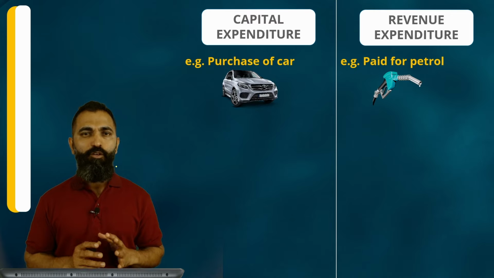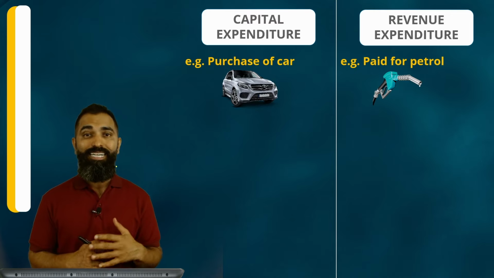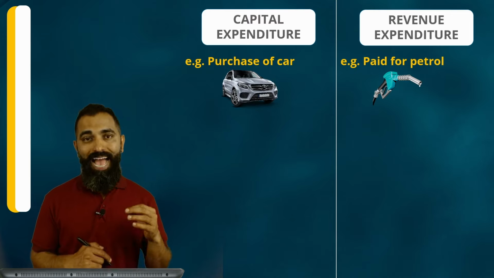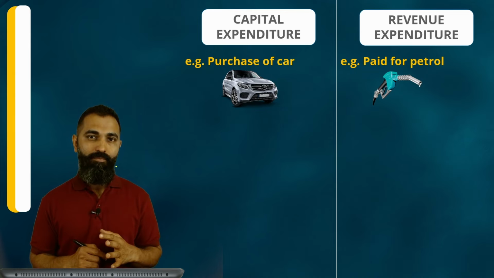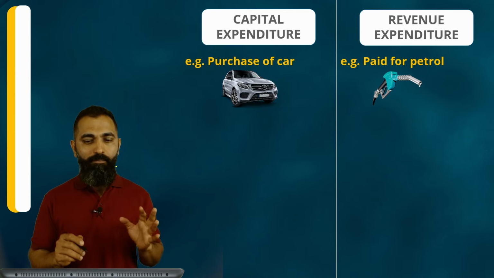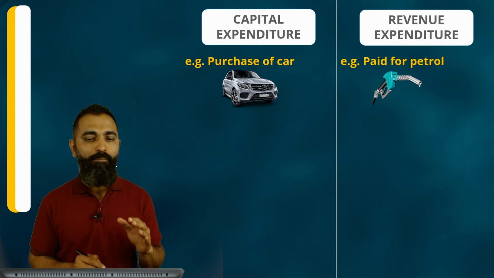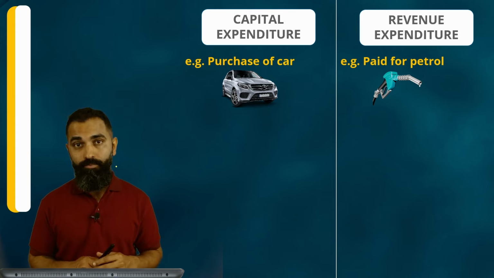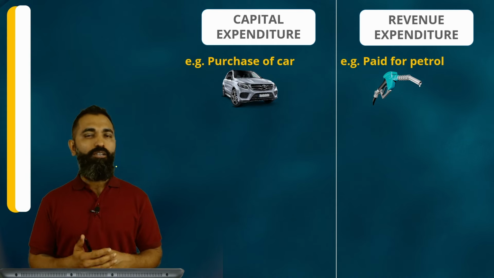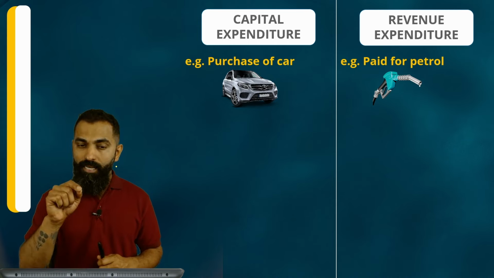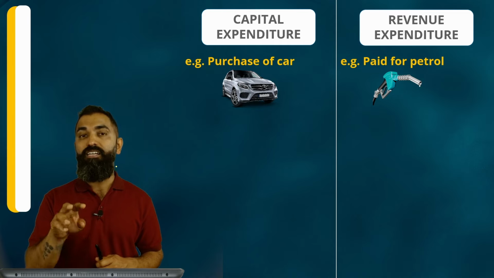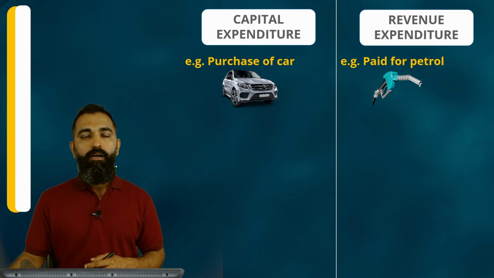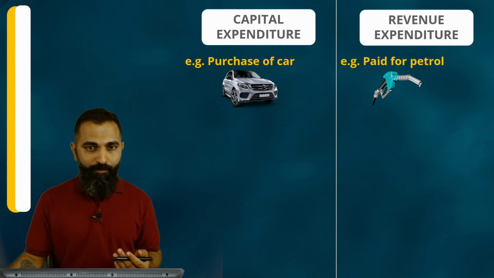Always remember, whenever you want to learn something interesting, you have to learn with example. So I have kept a very simple example in front of you. Example, purchase of car. And on the other side, you have paid for petrol or diesel or CNG, whatever. Now, based on these two examples, let us understand the features. Purchase of car. What does that mean?